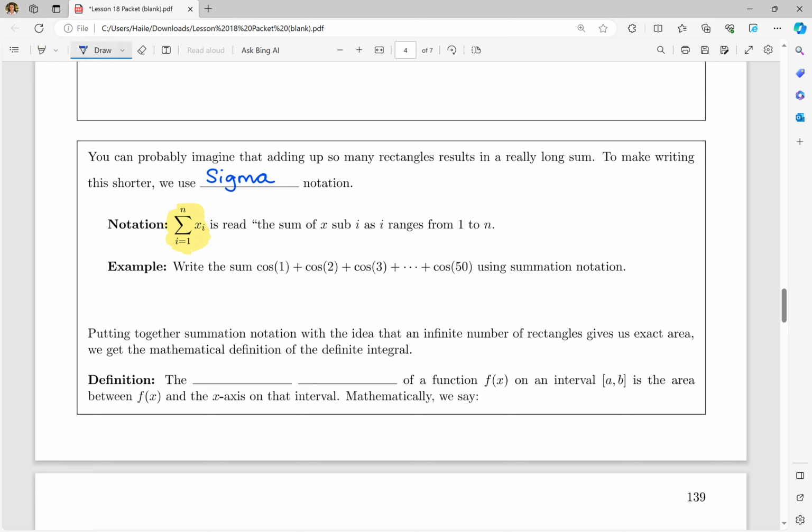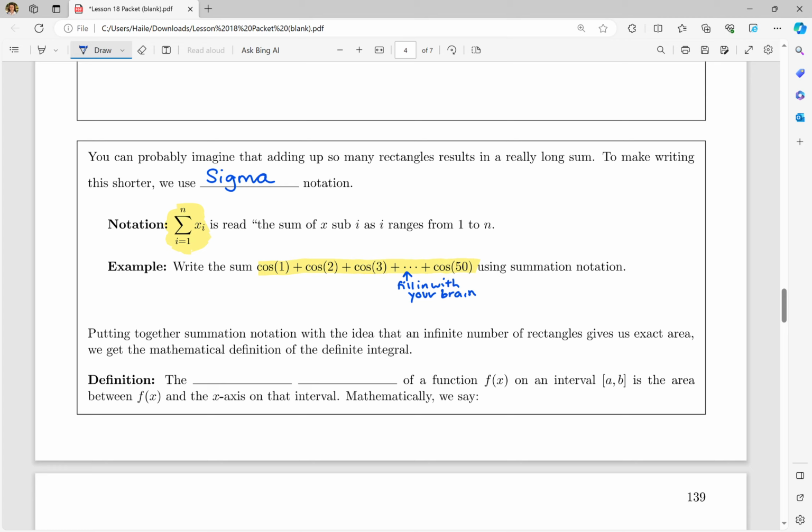As a small example, let's write the sum cosine of 1 plus cosine of 2 plus cosine of 3 dot dot dot all the way up to cosine of 50 using summation notation. First I want to point out that the way this sum is written is not super nice. The dot dot dot means fill in with your brain. We actually have 50 terms here, but we can't see them all because it would be too long to write out. That's where sigma notation is really nice. It allows us to encapsulate all 50 terms in a very compact way.